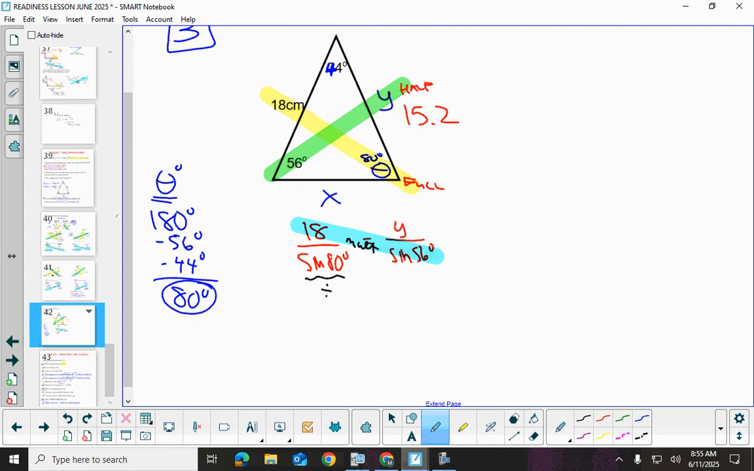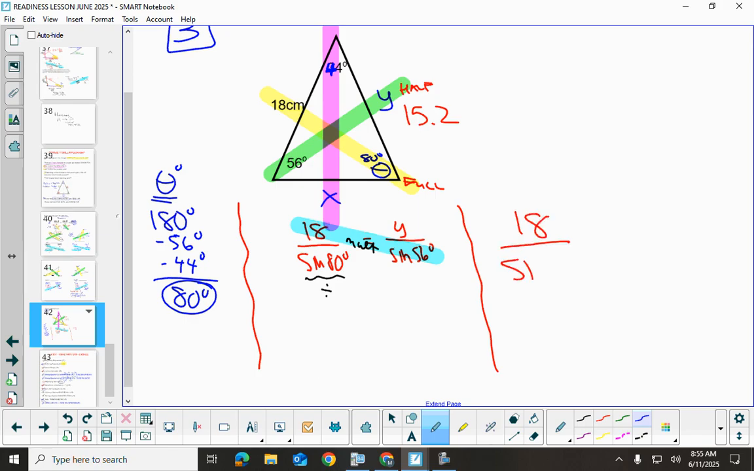Okay, you're not allowed to use Pythagoras. You can only use Pythagoras on 90-degree triangles. So like I said at the start of this, you cannot use Pythagoras, you cannot use SOHCAHTOA. So what we have to do now is we have to do the same thing again, but make this our half. So our next half is this one. So we have the same full, 18 and 80, and then x and 44 is the half.